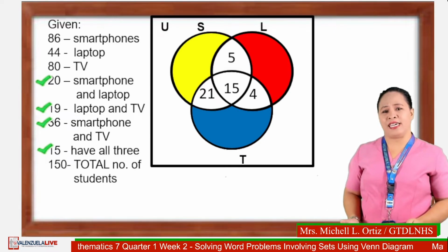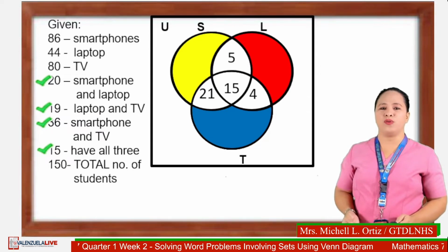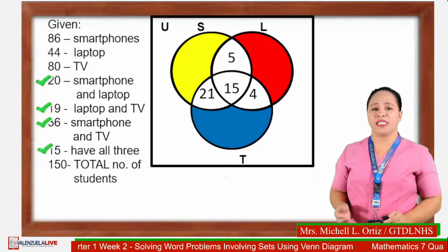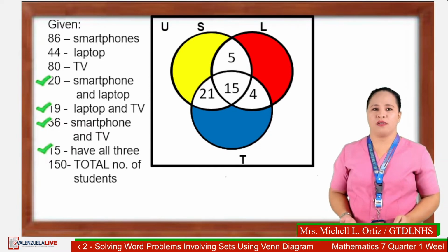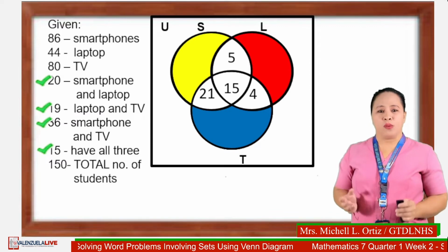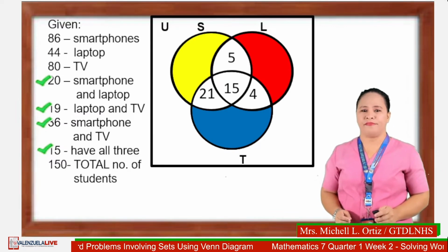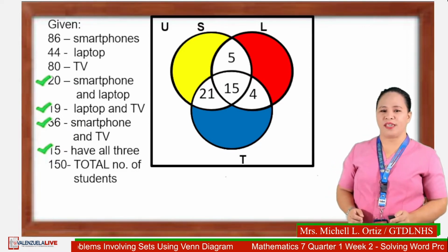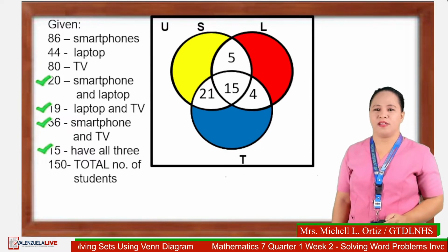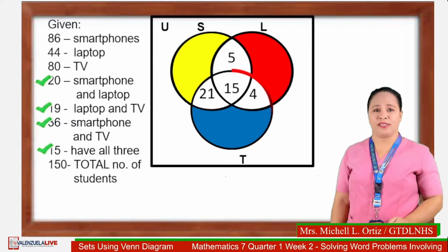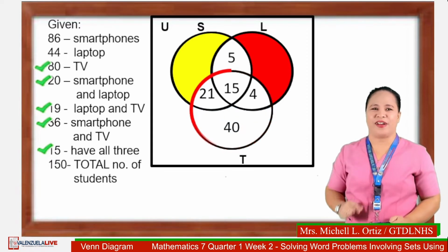Next, 80 have TV. So, we are referring to the whole region of TV. But since we have already 21, 15, and 4, we're just going to fill in the remaining region, which is the blue one. What do you think is the cardinality of that region? If your answer is 40, then you are correct.